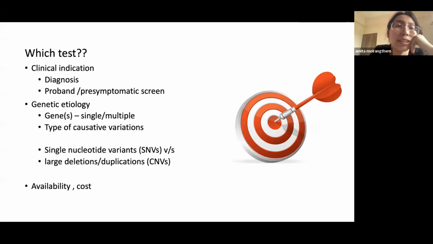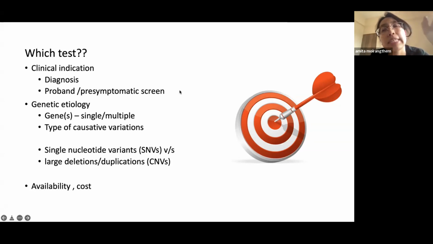Once we have decided whom to test, the question which we face, and which is quite complicated, is which test should we order. Again, there are certain points which will help us in deciding. First is the clinical indication. Why are we testing? It depends on what our provisional or clinical diagnosis is, and whether we are testing for diagnosis confirmation, or for pre-symptomatic or asymptomatic testing of at-risk individuals. So we should know our target. We should know why we are testing, what we are testing, and the attributes of our weapon.